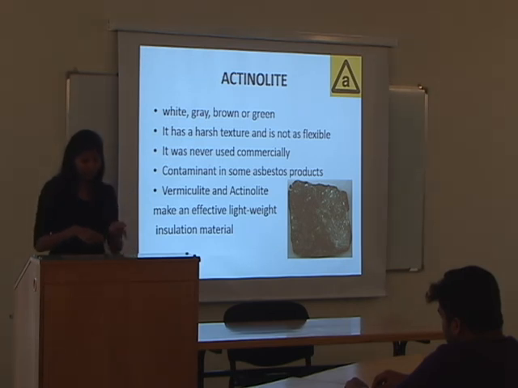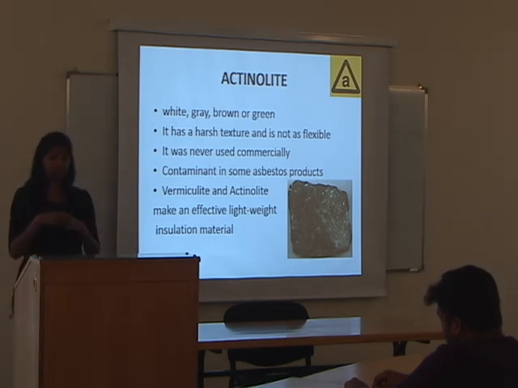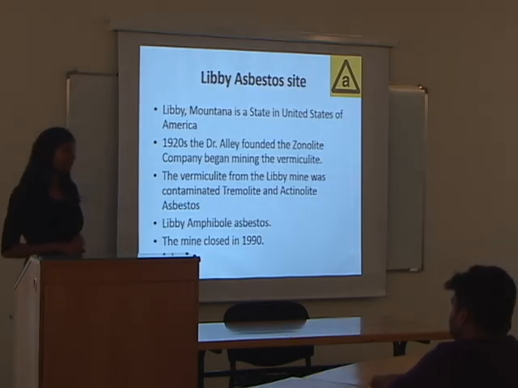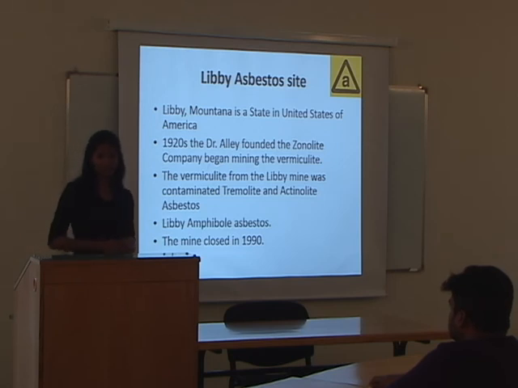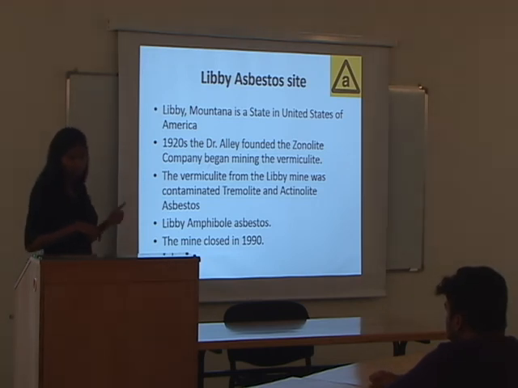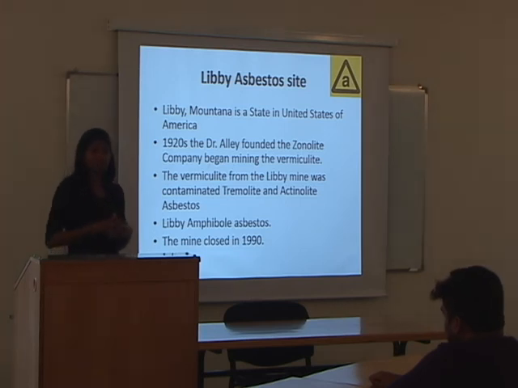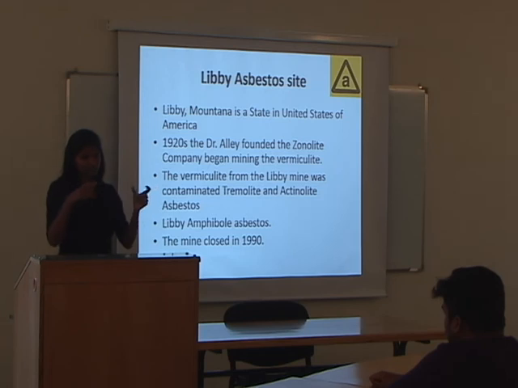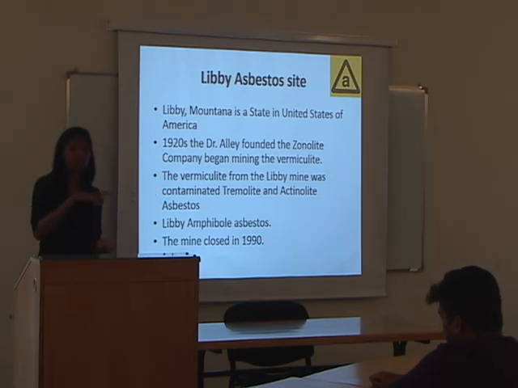And also, if vermiculite and actinolite are mixed together, they form an effective insulation. We might have heard in class about the Libby Mountain asbestos site. It is a place in the United States. Dr. Ali found the Zonolite company, where they primarily mined vermiculite. Some years later, they found the vermiculite was contaminated with tremolite and actinolite. Together, the vermiculite, tremolite and actinolite are called Libby amphibole asbestos.